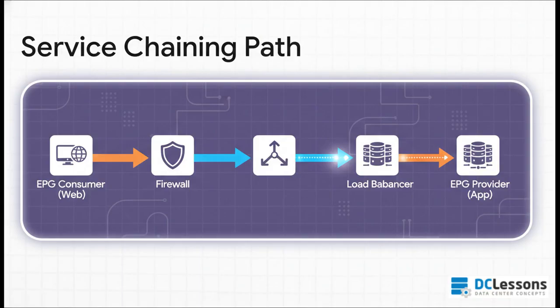Now, what about when one service isn't enough? That's where service chaining comes in. It's basically an assembly line for your packets. You can create a policy that says traffic from the web servers has to go to the firewall first, and then from the firewall it has to go to the load balancer before it finally gets to the application servers. You define the exact ordered path.